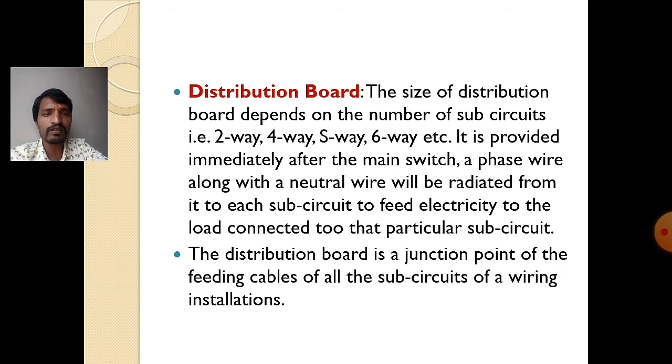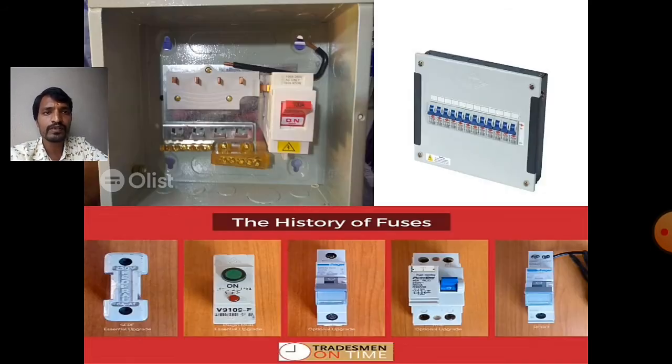All wires are taken from the distribution board and connected to each subcircuit. Next, the upper image is a distribution board. The lower image shows different types of fuses used in our domestic appliances. The first one is a general manual fuse. It can be replaced by connecting a thin wire in the fuse point. Then here is an on-off button and MCB, the fourth one is RCCB, and the fifth one is also an MCB fuse.